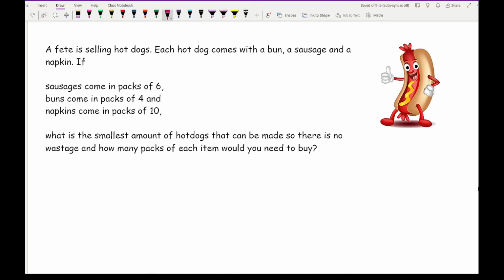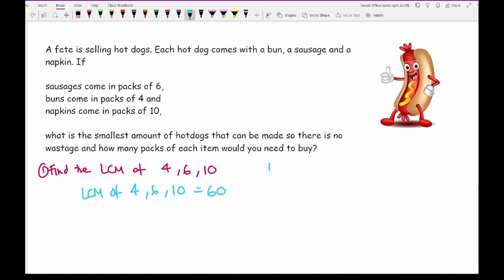So for this, what we need to do first is find the lowest common multiple of 4, 6 and 10. I'm looking for the smallest number that appears in the 4 times table, the 6 times table and the 10 times table. The lowest common multiple is going to be 60. So here the LCM of 4, 6 and 10 is 60.